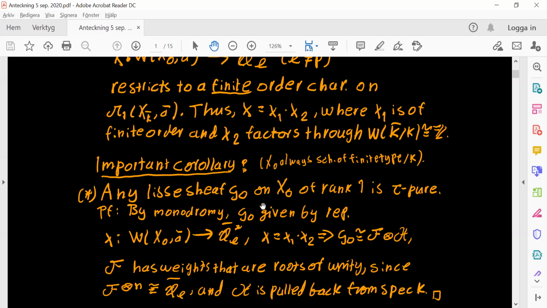And now, since we know that chi1 is of finite order, this implies that F has weights that are roots of unity, because you have that F tensor n is just QL bar. And you know that H is pulled back from spec K. This is because the character factors through the Weil group of the base field. Sorry, you mean the eigenvalues are roots of unity, I guess. Yes, precisely, not the weights. The eigenvalues are roots of unity. Thanks. Right. Yes. And you see, because H is pulled back from spec K, the point, it doesn't matter what point you take the Frobenius at and it will still be the same. Right. So this is the important corollary for today.